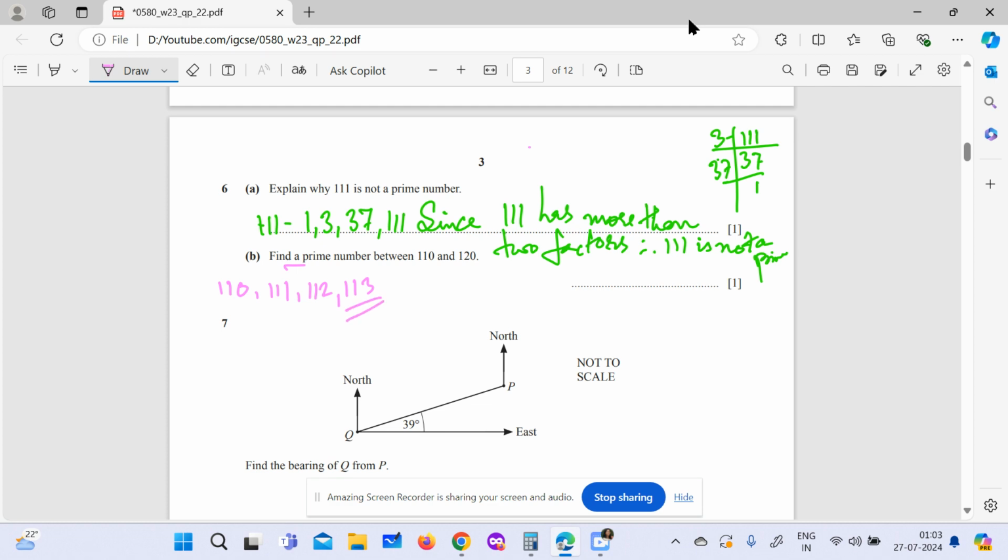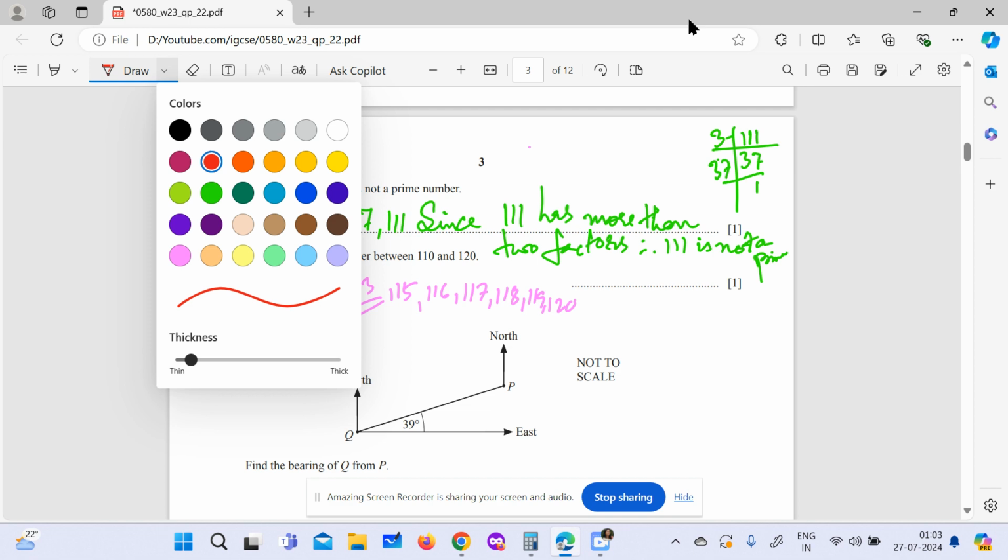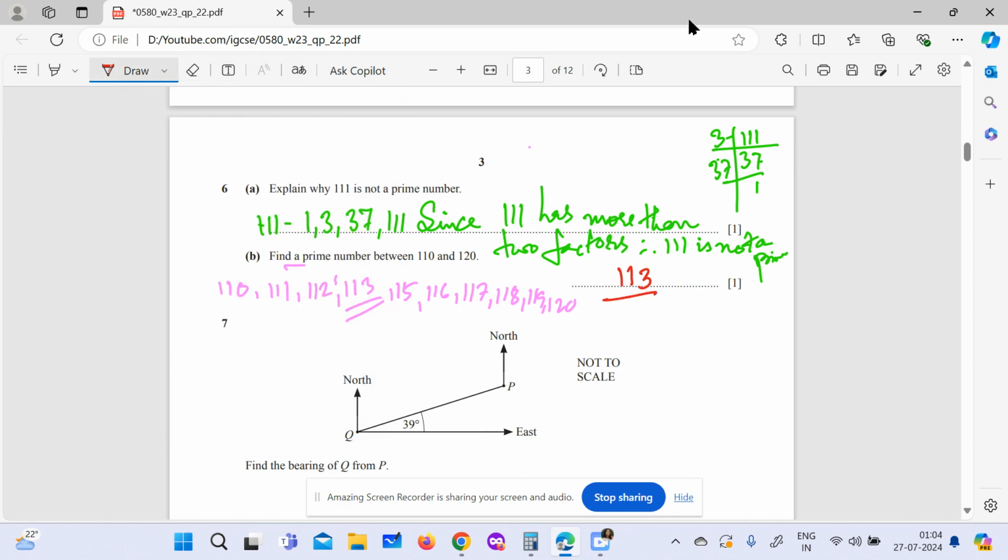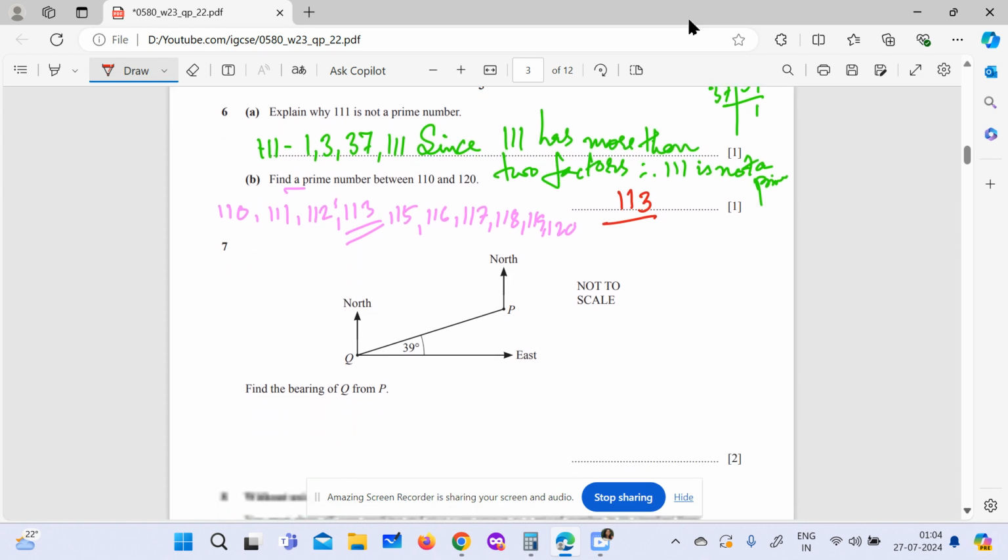Okay, so this number, we don't get any factors for this, because see now 115 is divisible, then 116, then 117 is also, 118, 119, 120. All of them have more than two factors. Only 113 is a prime number between these two. So our answer is 113. Okay, now let's move to the next question.